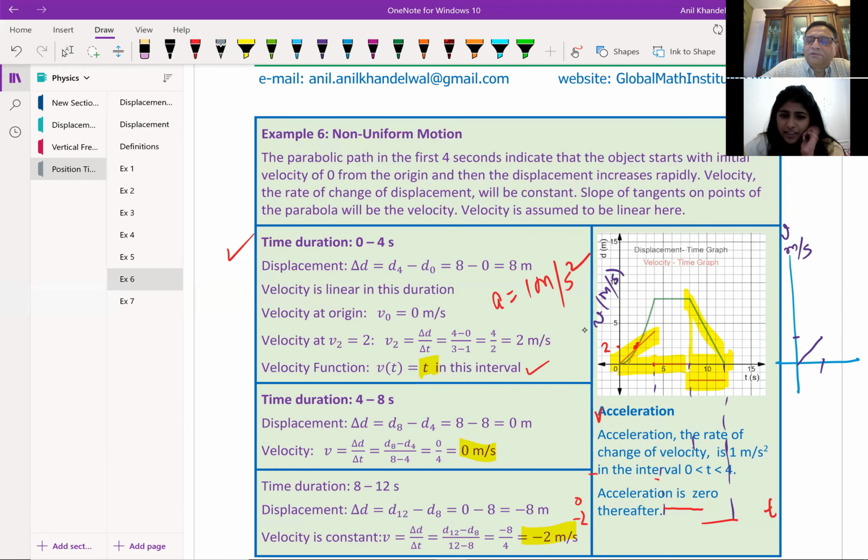Let me remove this and then we'll read the acceleration part right here. Do you say that's constant or no? It is non-zero. Read this part. Acceleration, the rate of change of velocity, is 1 meter per second squared in the interval 0 to 4. Acceleration is 0 thereafter. Correct. So both are constant, but it is non-zero when the velocity is linear. You get my point. One is not zero, correct?